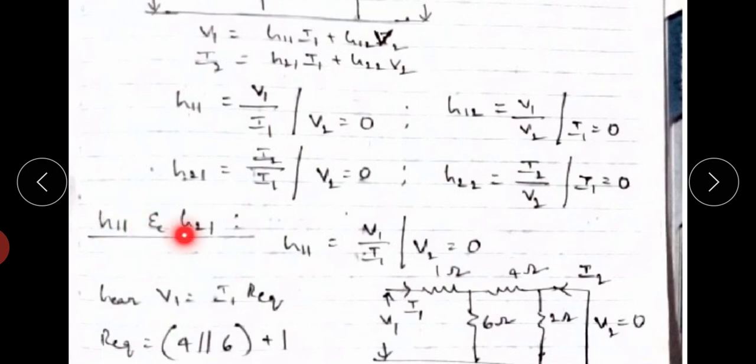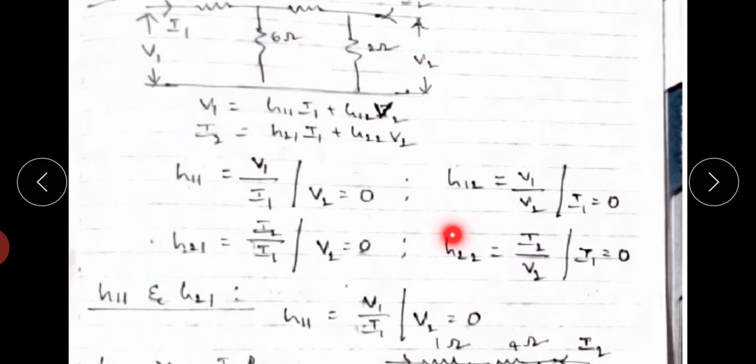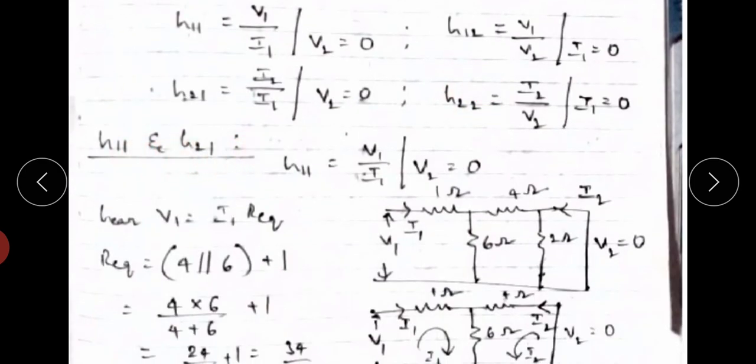So to find h11 and h21 we have to set v2 equals 0. That means we should short circuit the second port. So this is the given circuit. To find h11 and h21, we have to short circuit the second port like this. So first h11 equals the formula v1 by i1 at v2 equals 0.